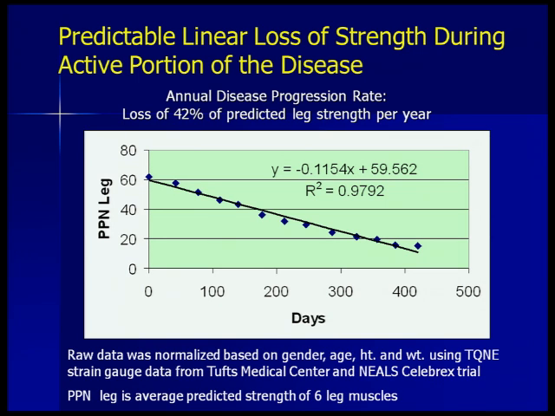So I had mentioned that strength loss is very predictable during the active portion of the disease, and here's just an example of that. We looked at raw strength of 6 different muscle groups in the leg: knee flexion and extension on the right and left, and dorsiflexion bilaterally. Then we converted the raw data to percent of predicted normal based on the patient's gender, age, height, and weight. And this way we can really compare strength between patients. So if you look at this graph and you look at the patient's decline over a period of about 15 months, this patient is losing strength at a rate of about 42% of their expected strength per year.